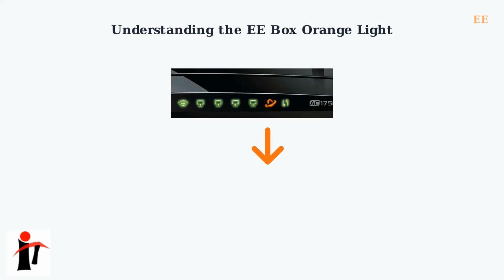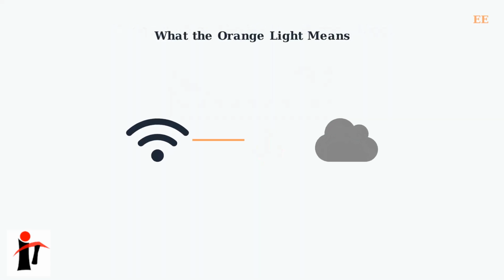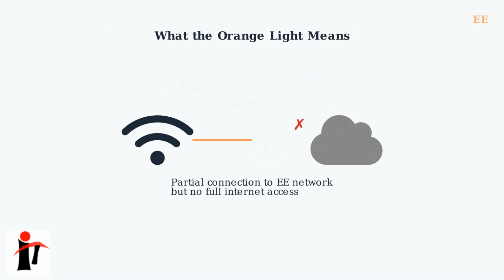This orange light specifically indicates your internet connectivity status. The orange light indicates a partial connection to EE's network, but not full internet access. Your router can communicate with EE's infrastructure, but something is preventing complete connectivity to the internet.